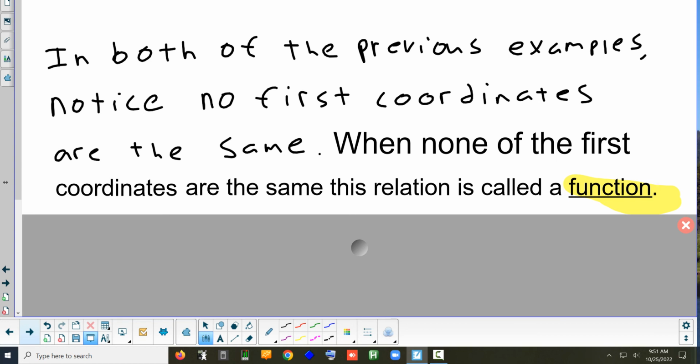So on your guided notes, you have a blank spot, and it says when none of the first coordinates are the same, the relation is called a function. So a relation is just a bunch of ordered pairs, a bunch of coordinates. A function is a little bit more. It's a bunch of coordinates that never have the first number repeating.